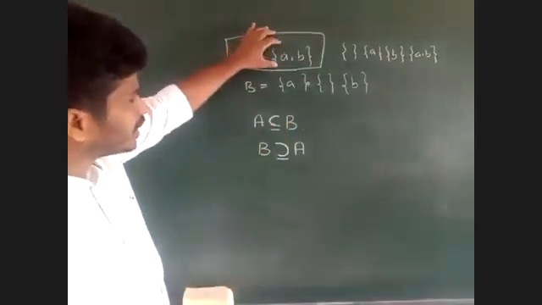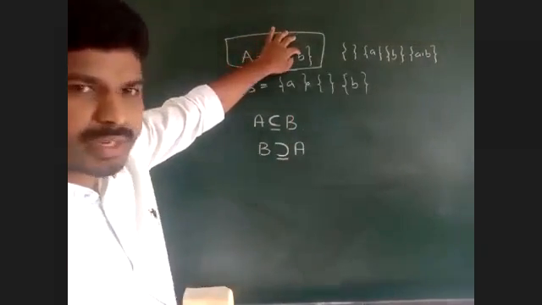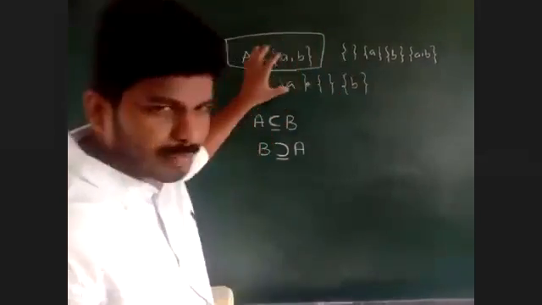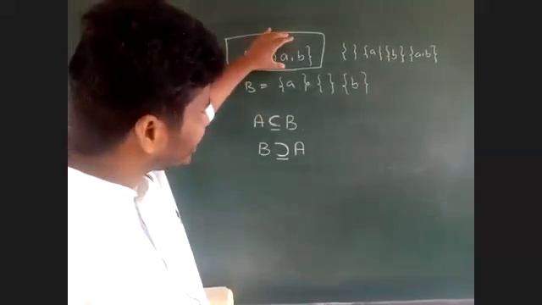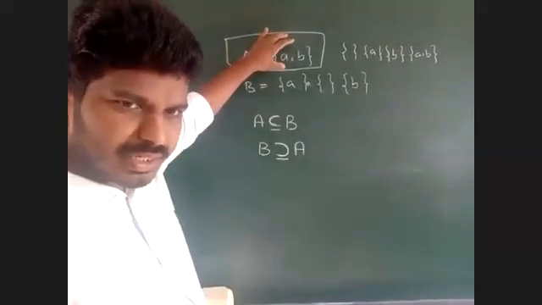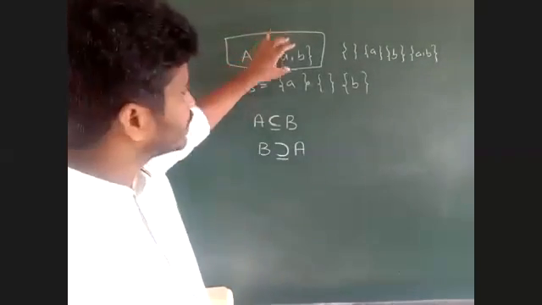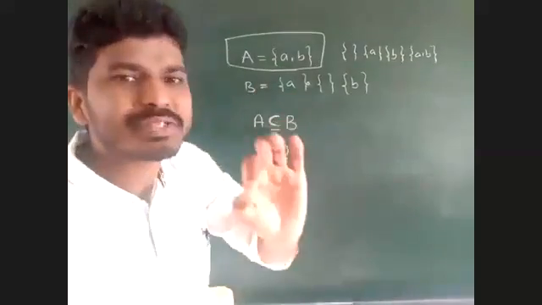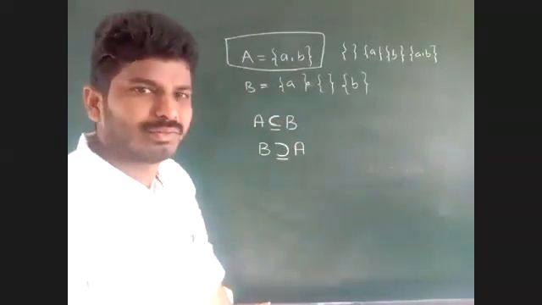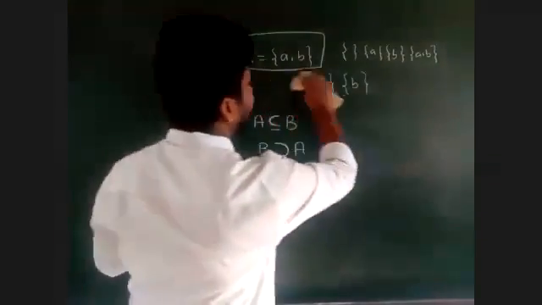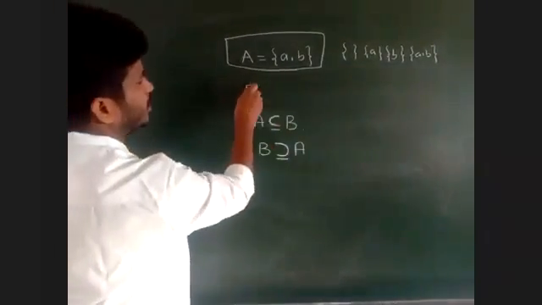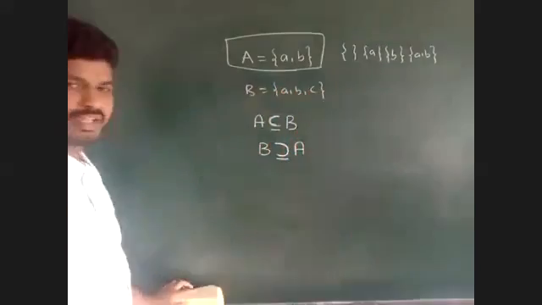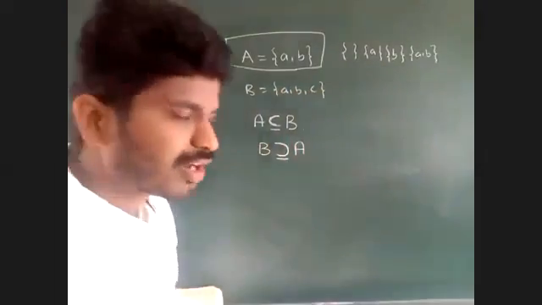But here I am taking A comma B. Again, A, empty set, B, these all are proper subsets only, from this set A comma B. Again, set A only, you should take. Is it a proper subset or not a proper subset? I'll take it like this: B equal to A, B, C. Is A, B, C a proper subset or not a proper subset?